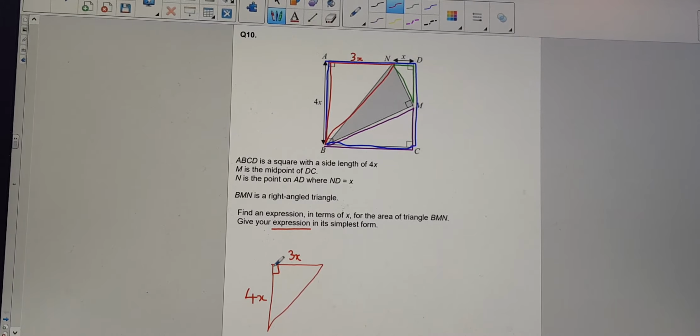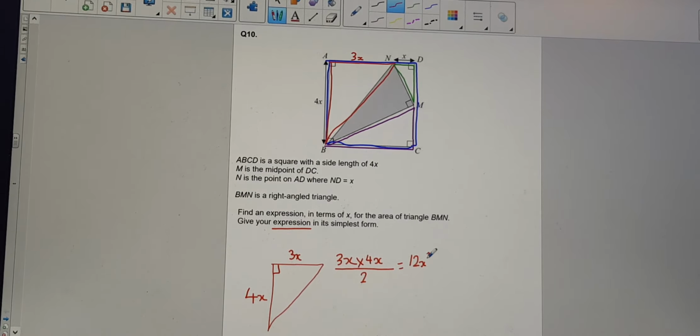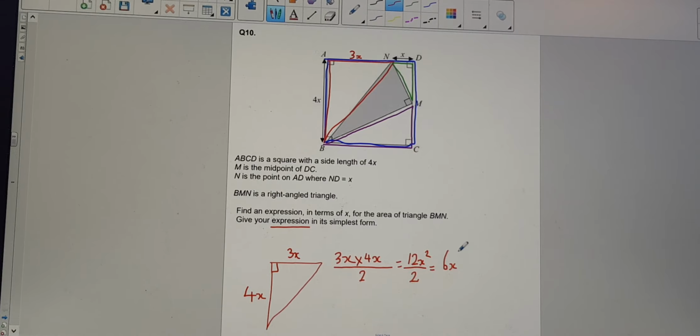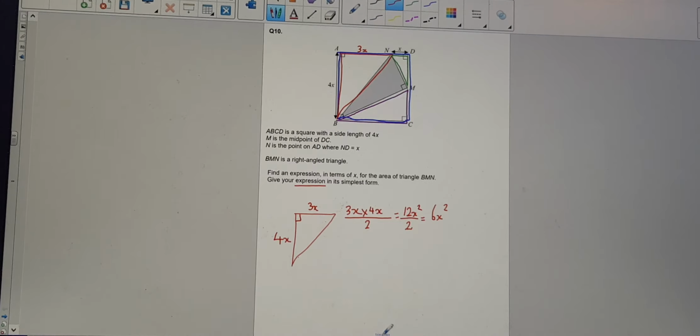Area of triangle: base times perpendicular height divided by 2. So base times perpendicular height, then divided by 2. 3 times 4 is 12. x times x is x squared. 12x squared divided by 2 gives me 6x squared. Right, let's keep doing that for the other triangles as well.